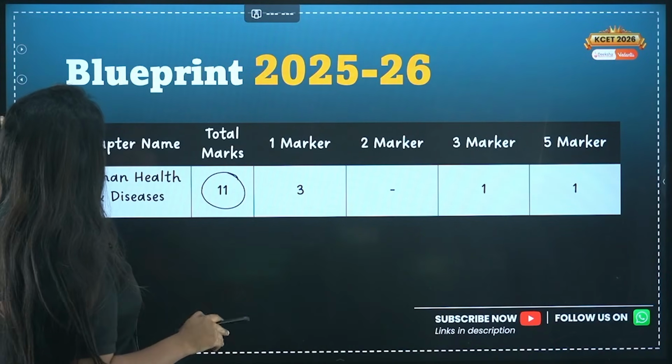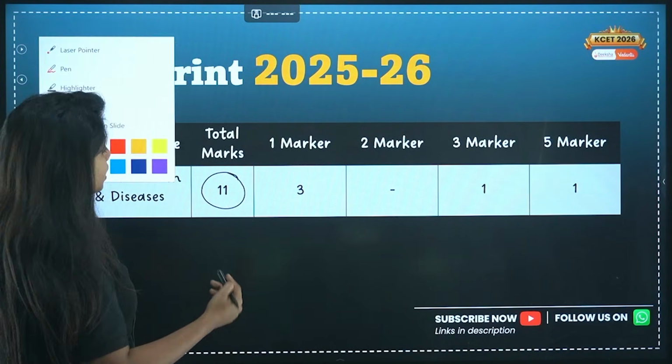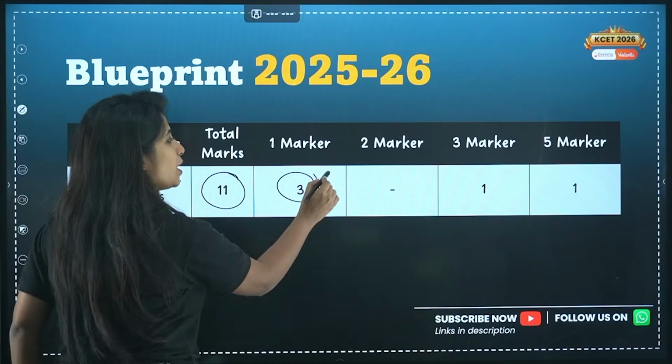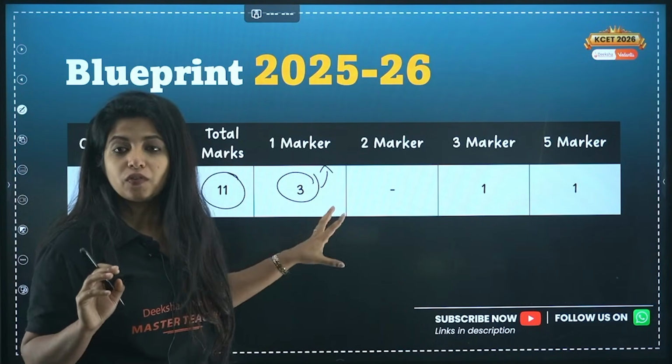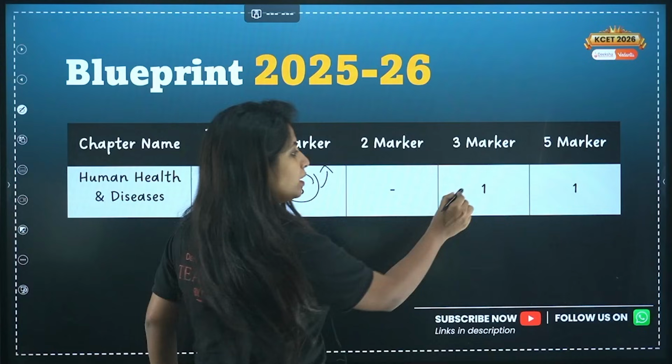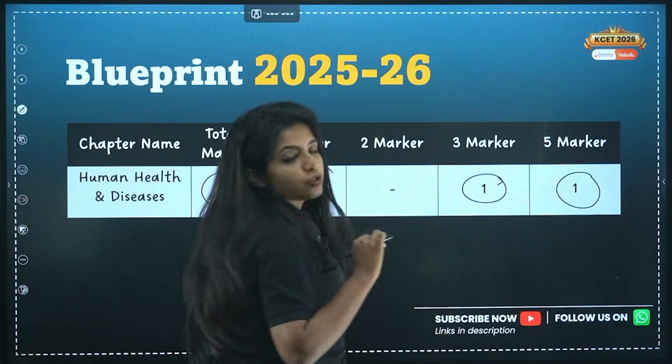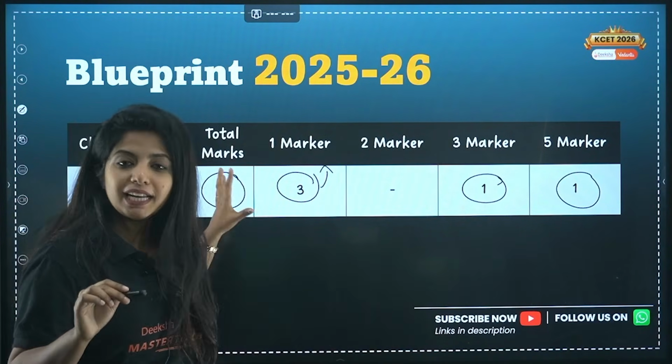Over here, if you talk about the mark distribution, my dear children, it goes like this. You will get 3 one-marker questions, and that's the best part of the story. And it's easy. You can easily score 3 marks over here. Now one 3-marker and one 5-marker will also be there. Together if you count, it will be 11 marks.